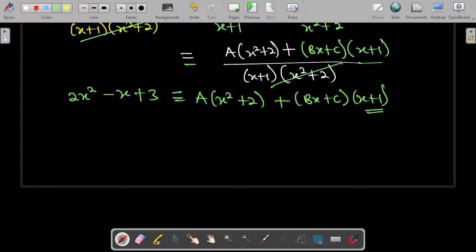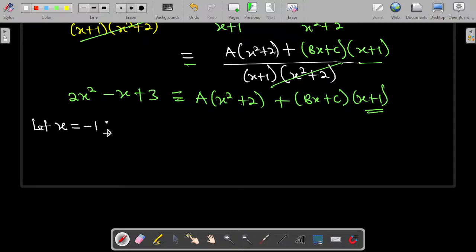Okay, so once I make this bracket 0, it will cancel the whole of this. And of course, that is easy. So to make it 0, I'll just make my x to be minus 1.